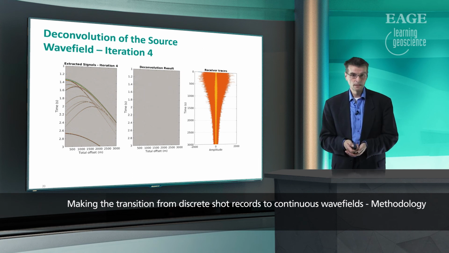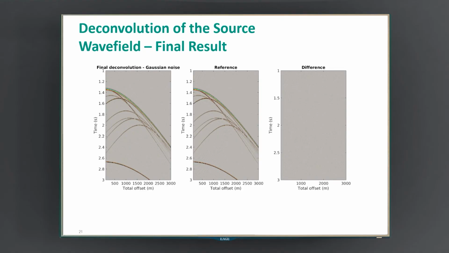On this slide, we can see a comparison between the final deconvolution result on the left, the reference result in the middle, so that's essentially the Earth model that was used to create the receiver trace to start with. And on the right-hand side, we see the difference between the reference and the deconvolution result.